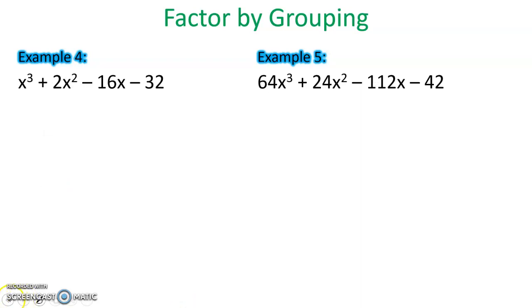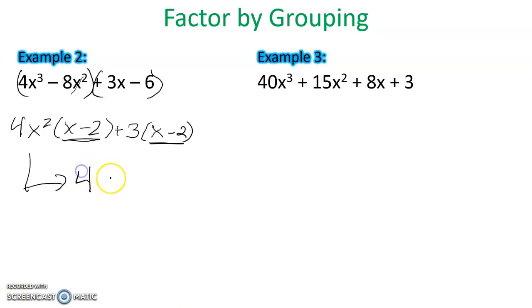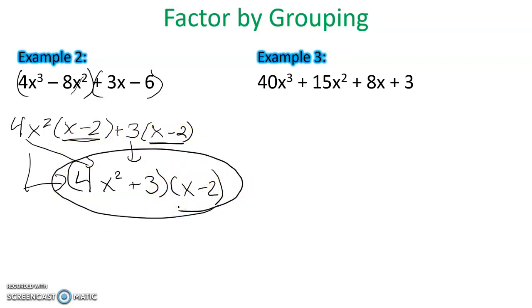I'm going to do 4x squared plus 3. I'm going to combine these two into one parenthesis. And then I'm going to take one of my x minus 2's, and I'm going to combine them in there as well, okay? All right, example 3, moving on to this one here.